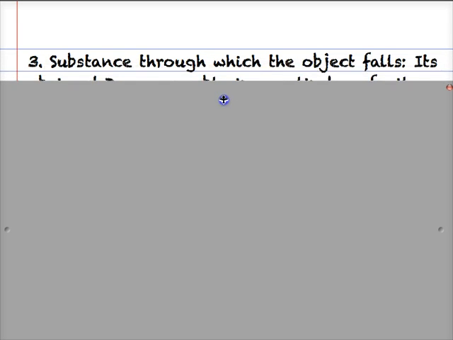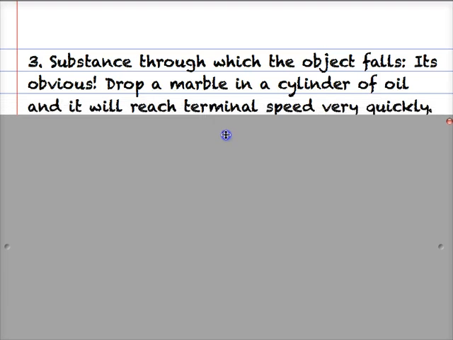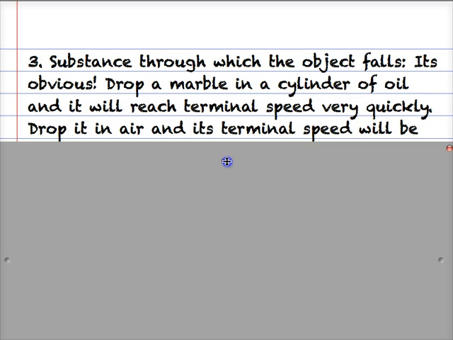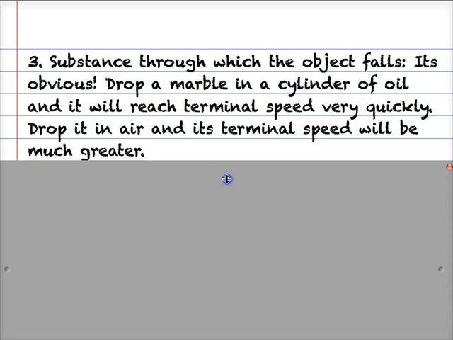So what else affects terminal speed? Well, the substance through which the object falls. We've been talking about air, but obviously objects can fall through fluids as well. If you drop a marble in a cylinder of oil, it will reach terminal speed very quickly, and it'll be quite a slow terminal speed. But if you drop it in air, its terminal speed will be much greater.